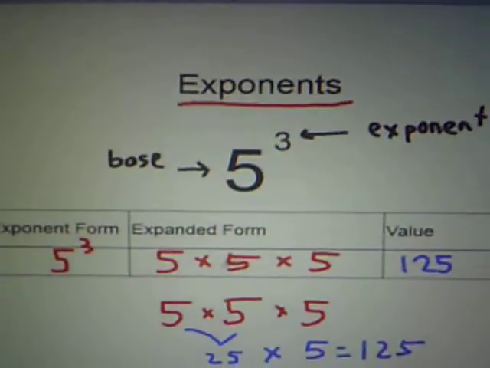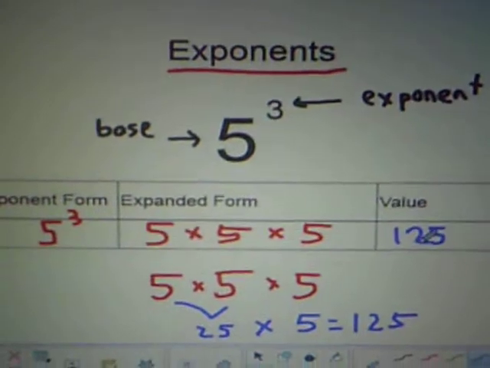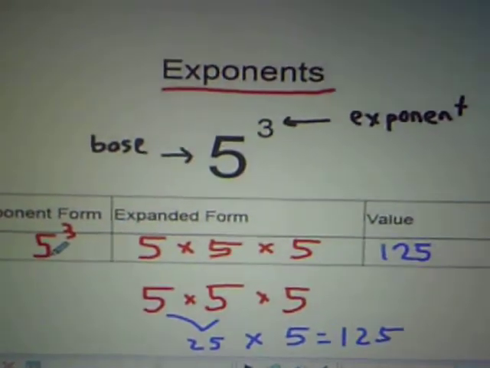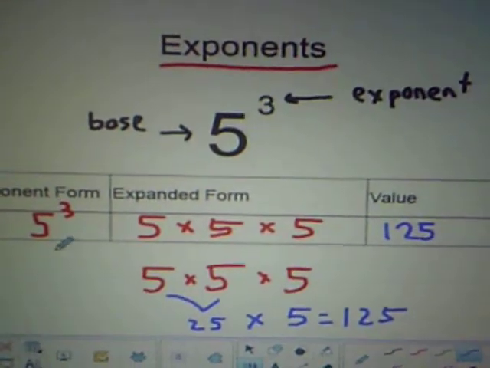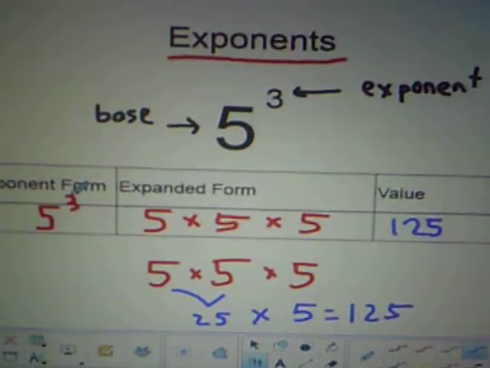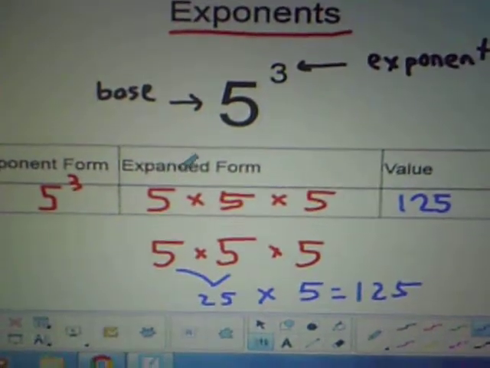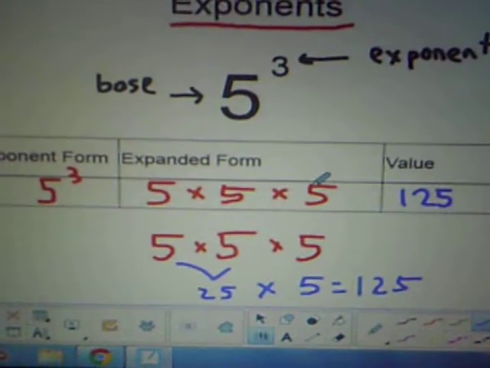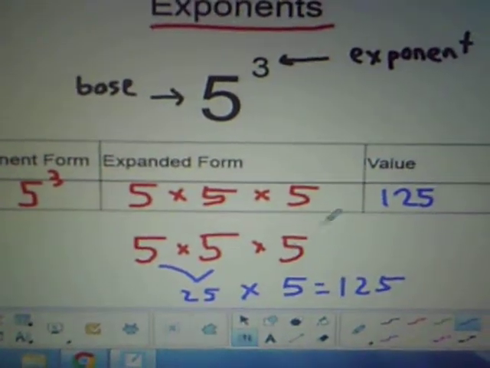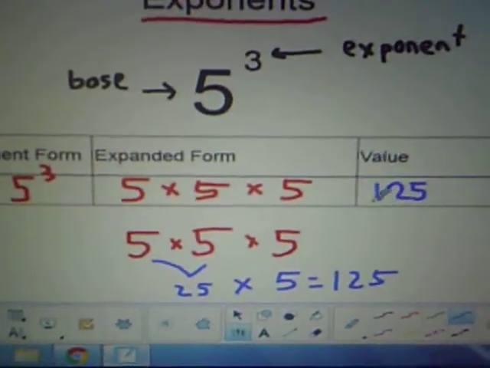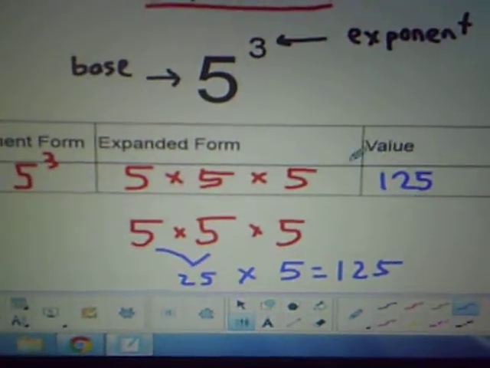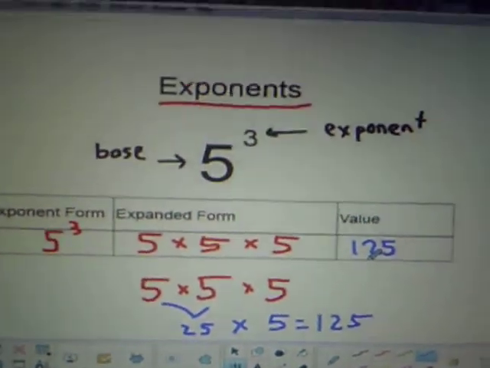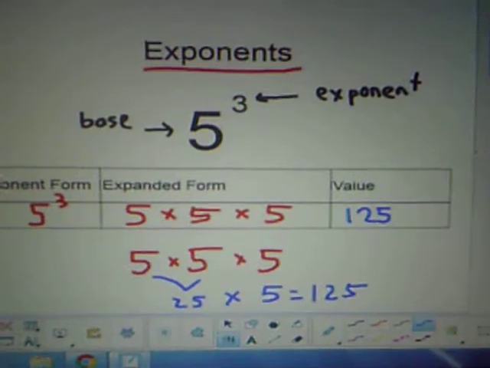So these three things here mean the same thing. They're just written in different forms. 5 exponent 3, or 5 to the third power, is the same as 5 times 5 times 5, which, when all said and done, has a value of 125. Okay? Let's move on to the next slide.